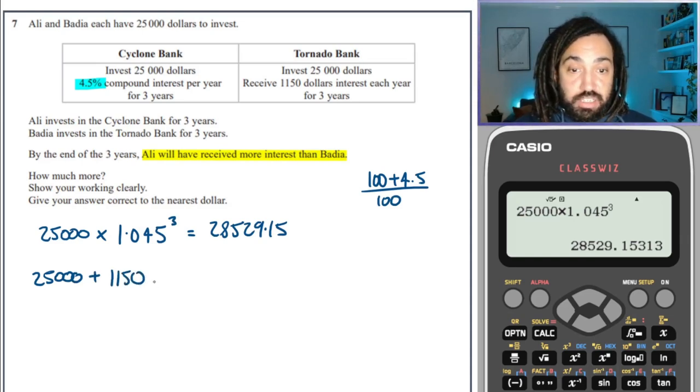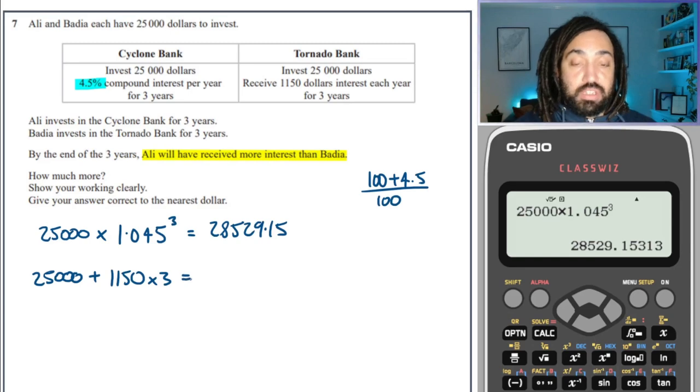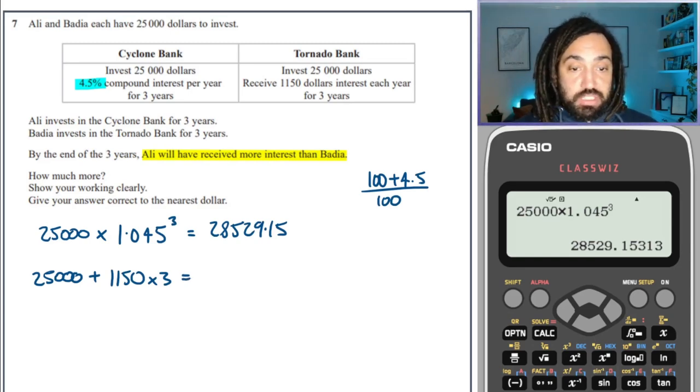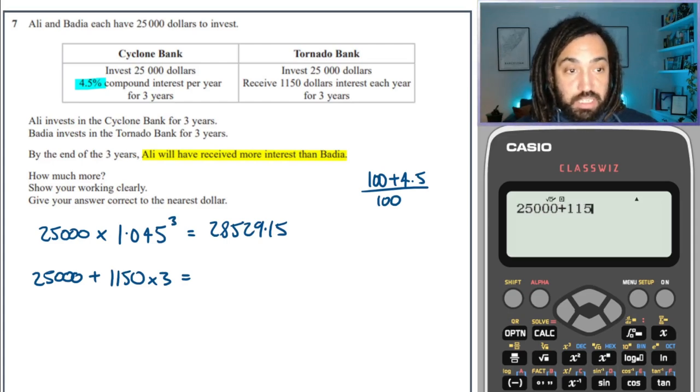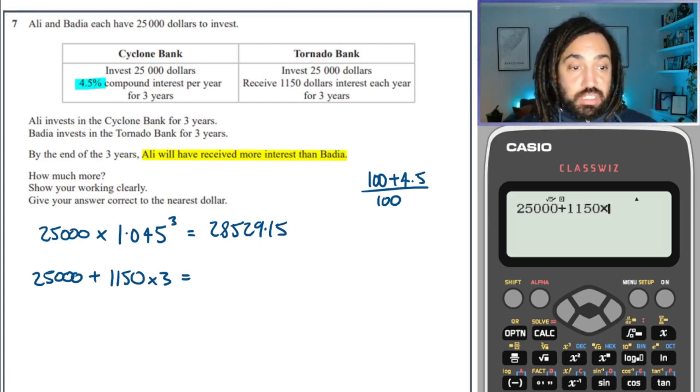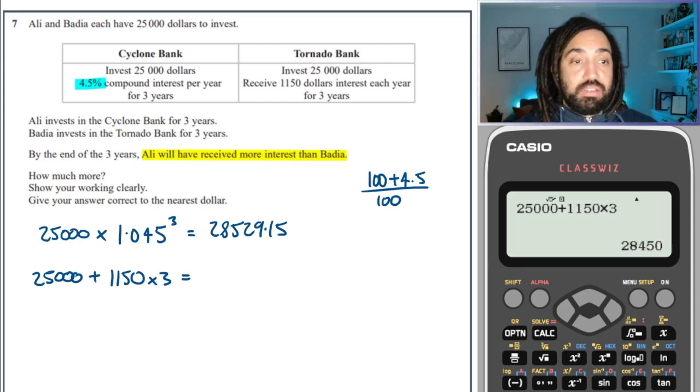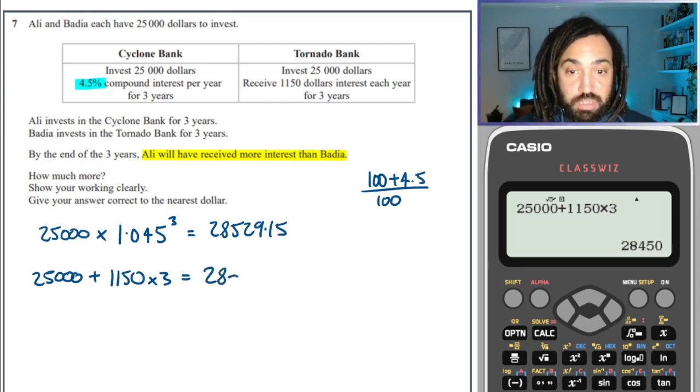And then the next bank, we do the starting amount, and then it just receives this amount of interest each year for 3 years. So that's exactly how much extra money this person will get. It will always be this amount of extra interest times by 3, because there are 3 years, so we get this.